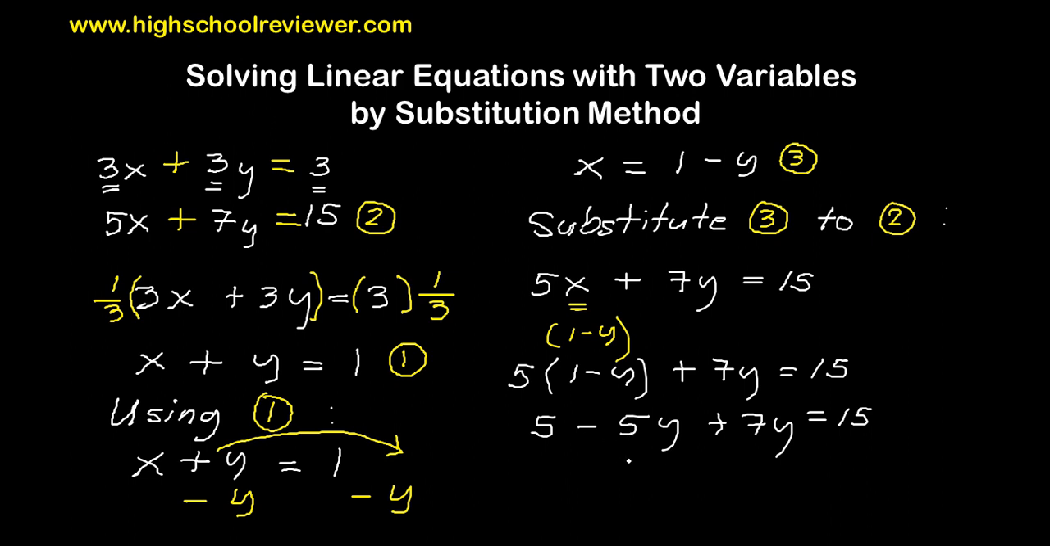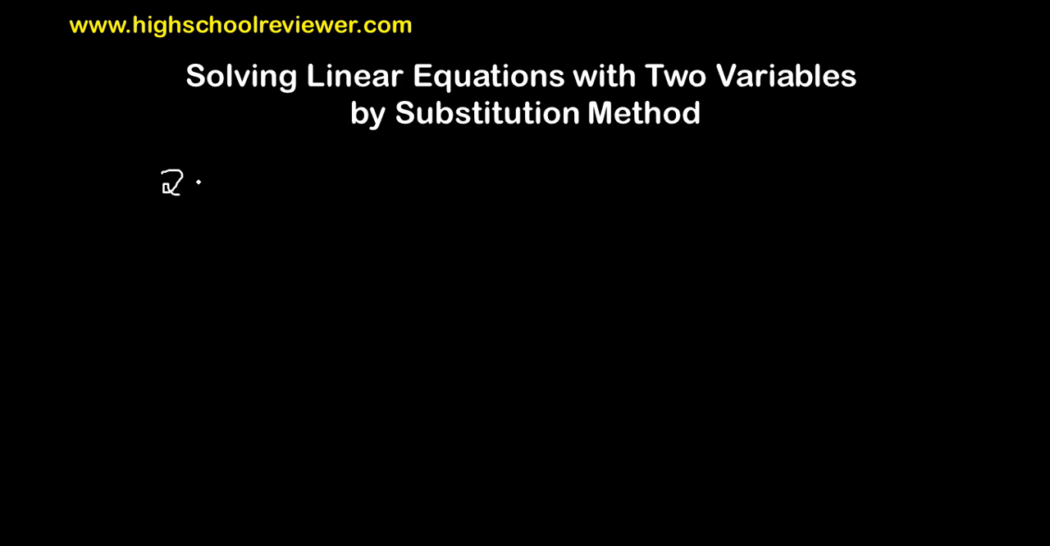And combining like terms, we will have here 5 and negative 5y plus 7y. This will be plus 2y equals 15. And we need to cancel out 5 here on the left so that 2y will be left on the left side. To cancel out 5, we are going to subtract 5 here on the left and subtract 5 on the right. 5 minus 5 is 0. What will be left here will be 2y. We will have here positive 2y, and this will be equal to 15 minus 5. This will be equal to positive 10.